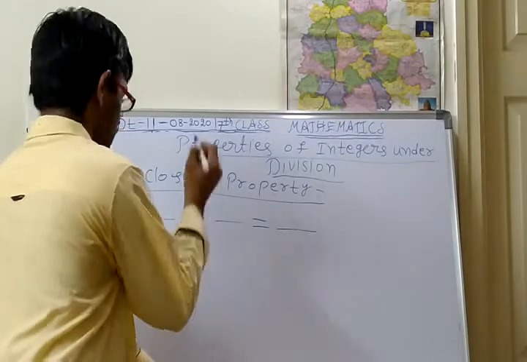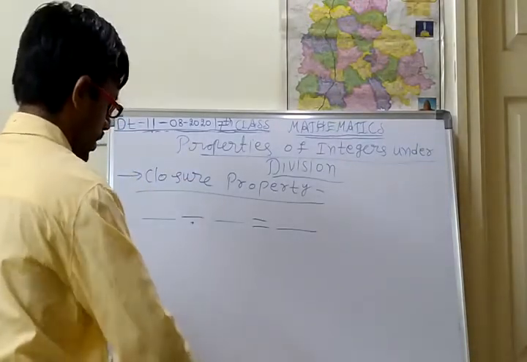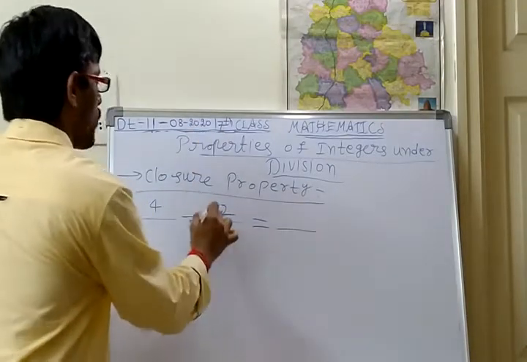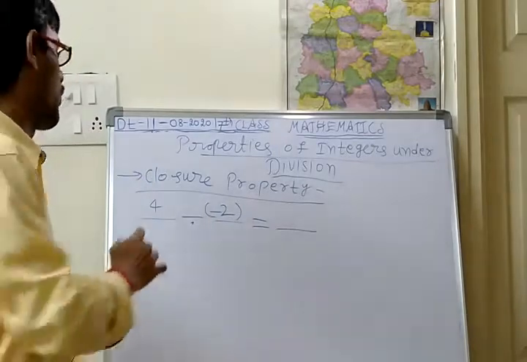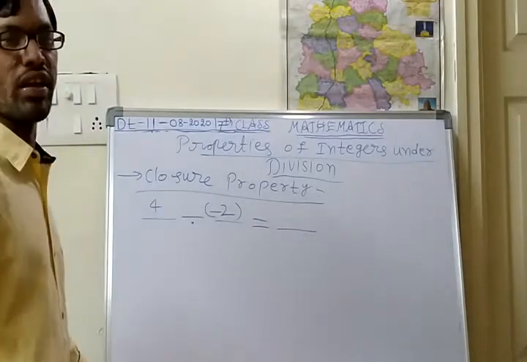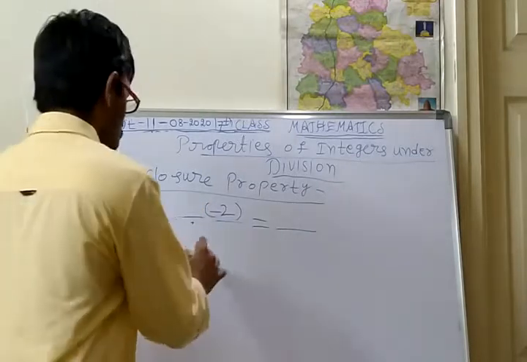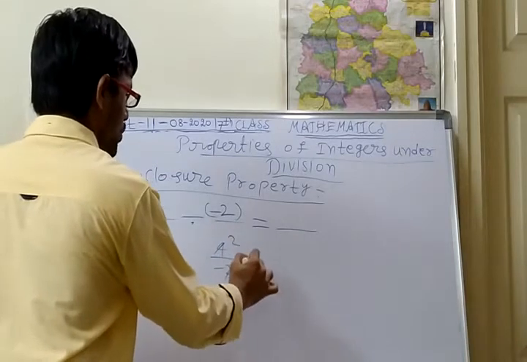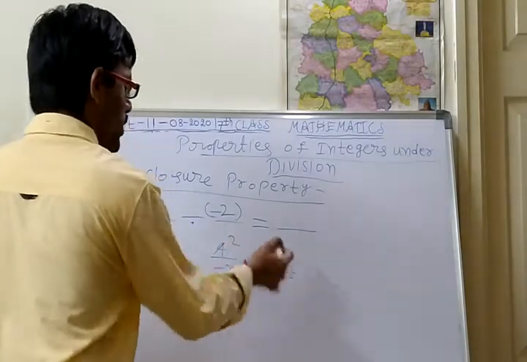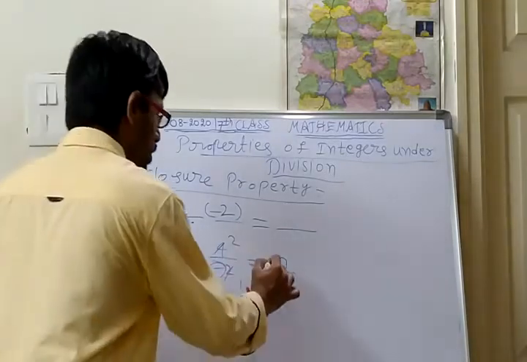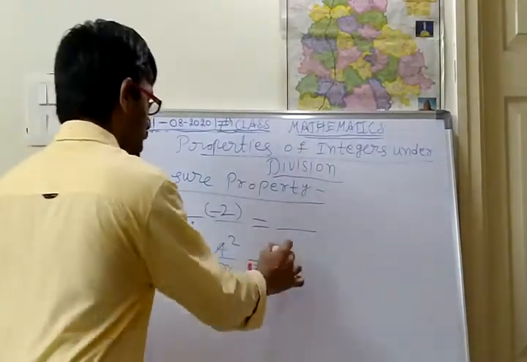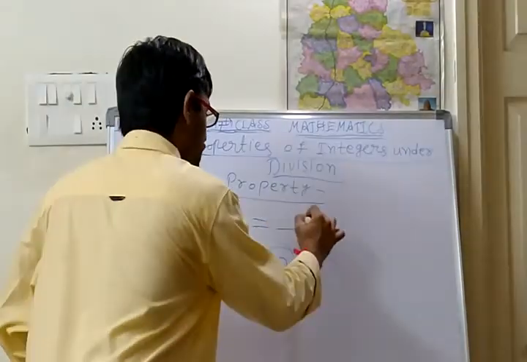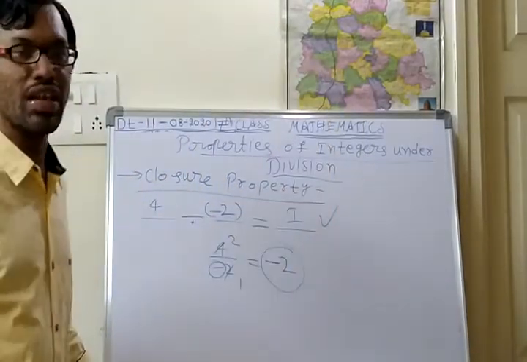See now, suppose I take 4 divided by minus 2. 4 is one integer, minus 2 is another integer. What will you do? 4 by minus 2: 2 ones are 2, 2 twos are 4. So the result is 2 by 1, which is 2. Here a minus symbol is there, so you keep the minus symbol. Minus 2 is the answer, and minus 2 is also an integer. So here the property is satisfied.